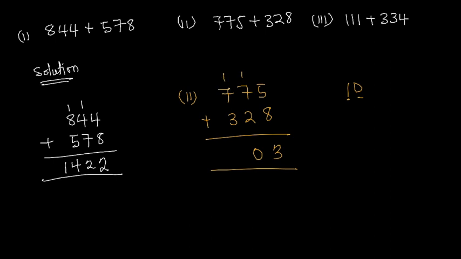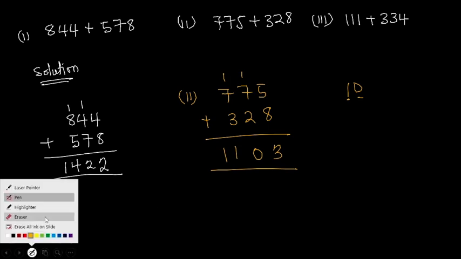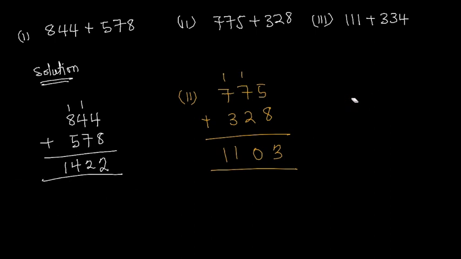Now I have 1 plus 7, which is 8, plus 3, and that will give me 11. So I can now write that 11 over here. So this becomes my answer for II. Alright, so let's proceed to look at III.